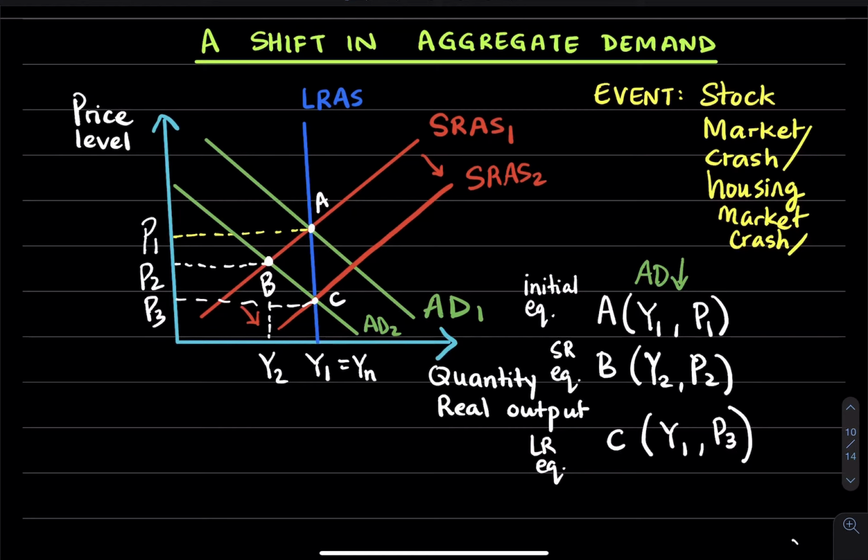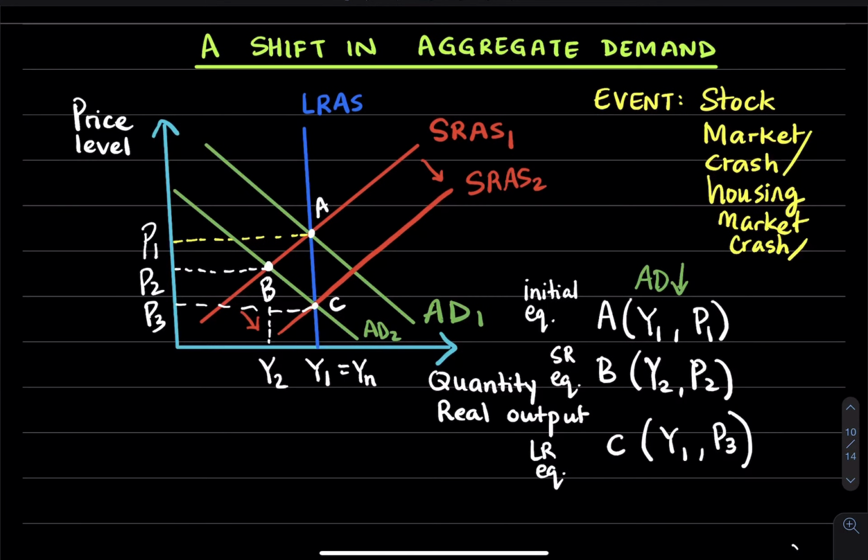Now, remember that policymakers can always try to change aggregate demand and they can shift the aggregate demand curve in a way to bring back the price level as well. So we'll look at that in the next video.